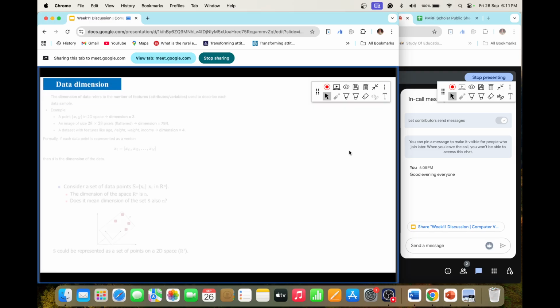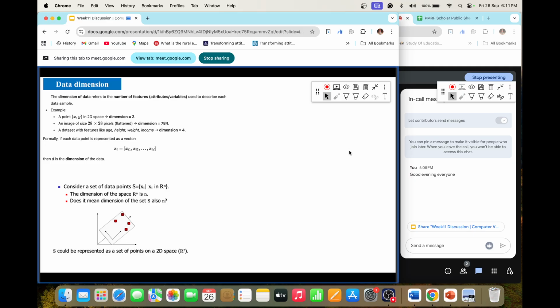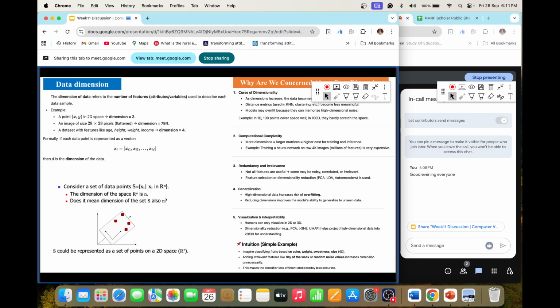Let's start the discussion. Today we will be discussing something regarding dimensionality reduction. So what is the dimension of a dataset? The dimension of the data refers to the number of features, attributes or variables used to describe each sample. Again, I am repeating, the dimension of data refers to the number of features. Features can also be called attributes or variables used to describe each data sample.